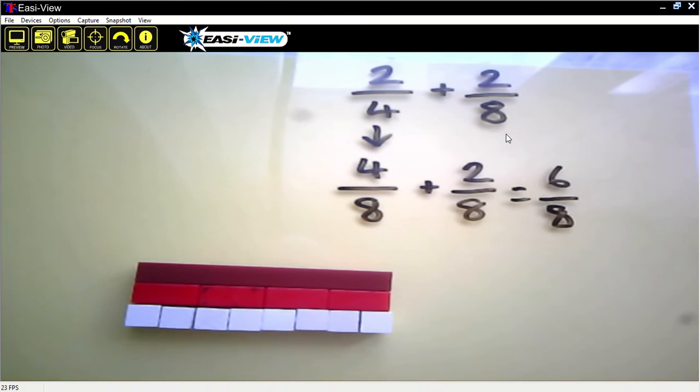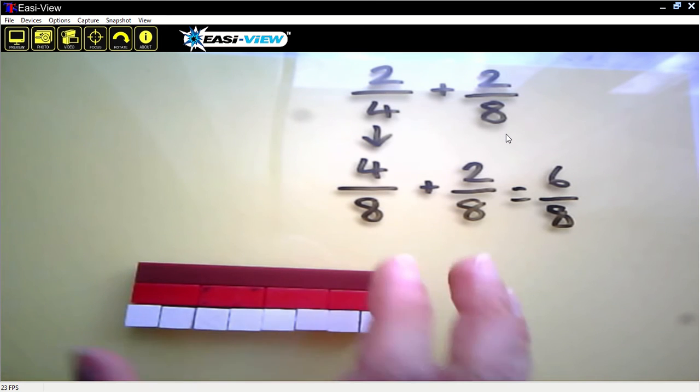So if you're working in fifths and tenths, do the same. Draw yourself out a bar, split that bar into 5 equal parts, and then split the next bar into 10 equal parts, and see if you can spot a relationship between the fifths and the tenths in the same way that I've just done with the quarters and the eighths.